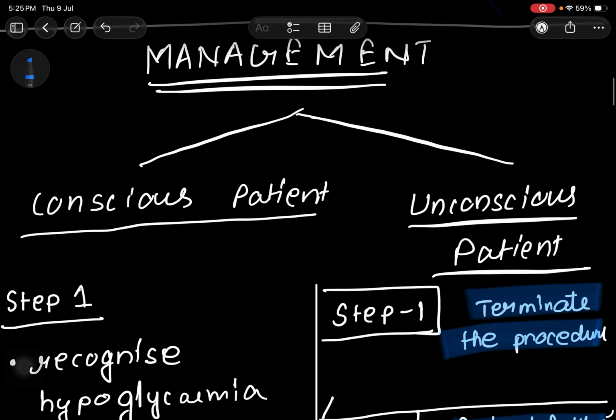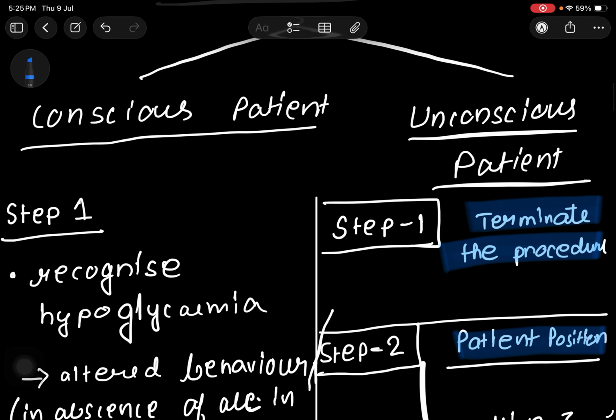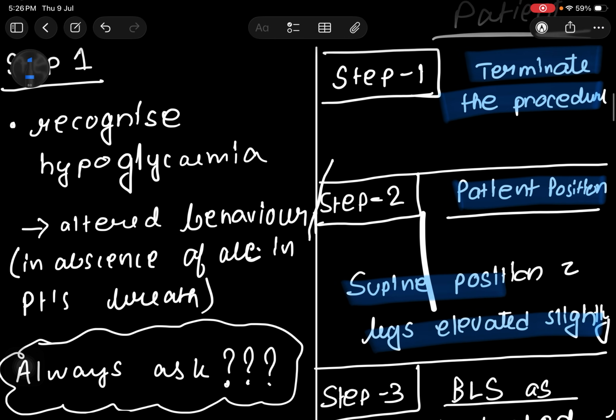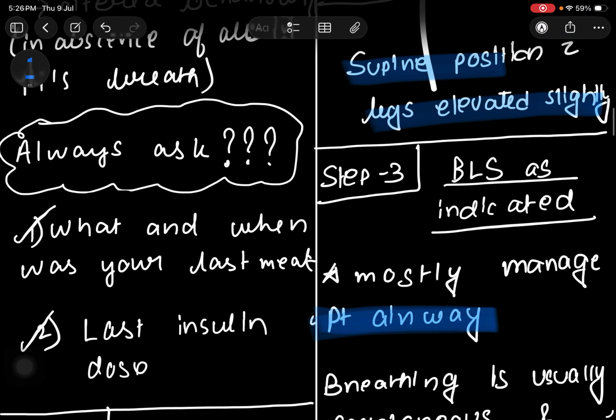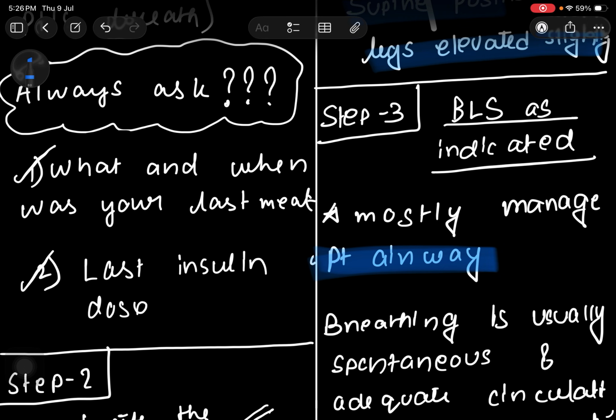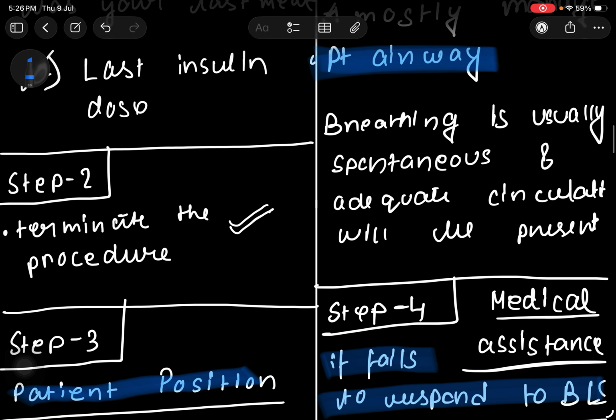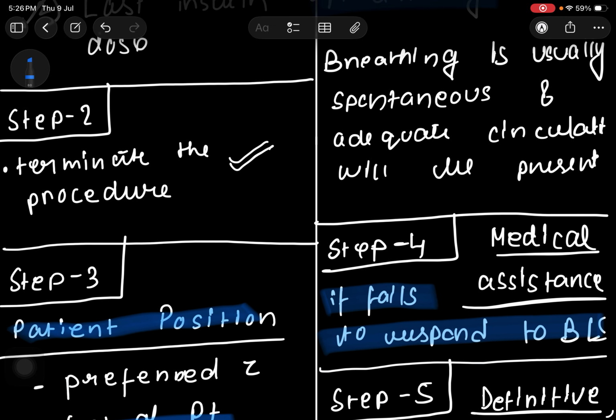Okay, then management. In management, we will first see the state of the patient, whether he is conscious or unconscious. So, there will be different modes of treatment for that. In an unconscious patient, first we have to recognize the hypoglycemic state, whether the patient is alcoholic or whether it is genuine hypoglycemia. Okay, so we will ask the patient party or the patient what was the last meal and when was the last meal, and whether he or she has taken the last insulin dose. Okay, then immediately terminate the procedure.